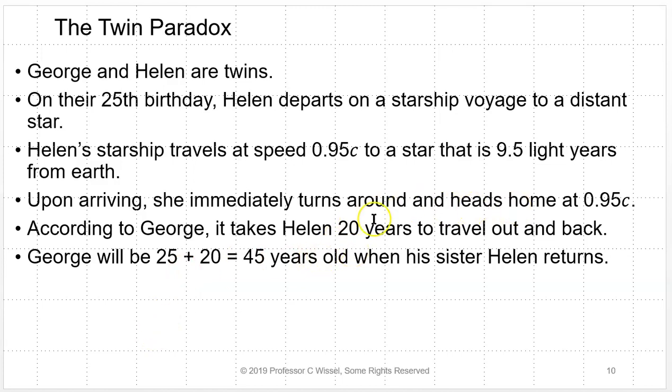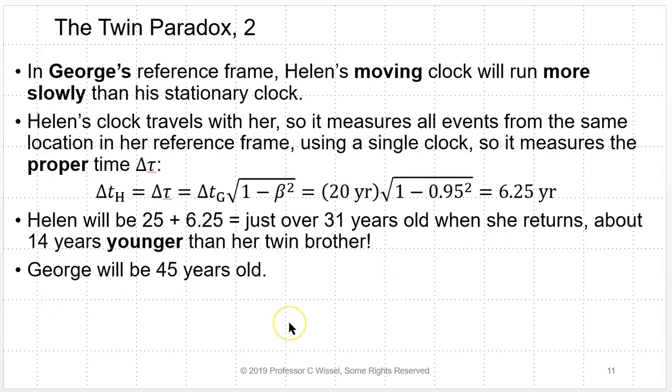Now, this is according to George. That's Earth time. George will then be 45 years old when his sister Helen returns. In George's reference frame, Helen's moving clock will run more slowly than his stationary clock. Helen's clock travels with her, so it measures all events from the same location in her reference frame, uses a single clock, so it measures the proper time, delta tau. Delta t for Helen is delta tau.